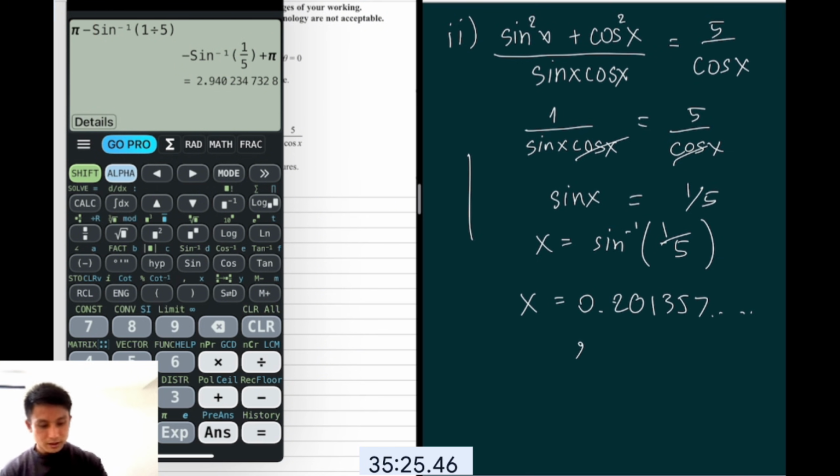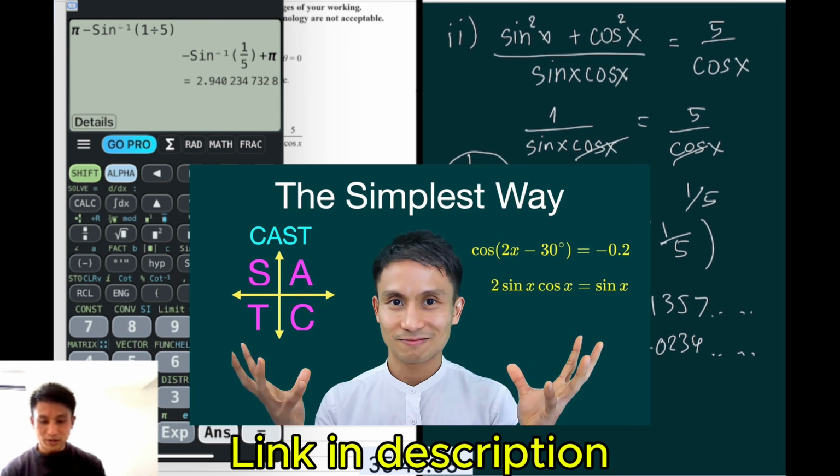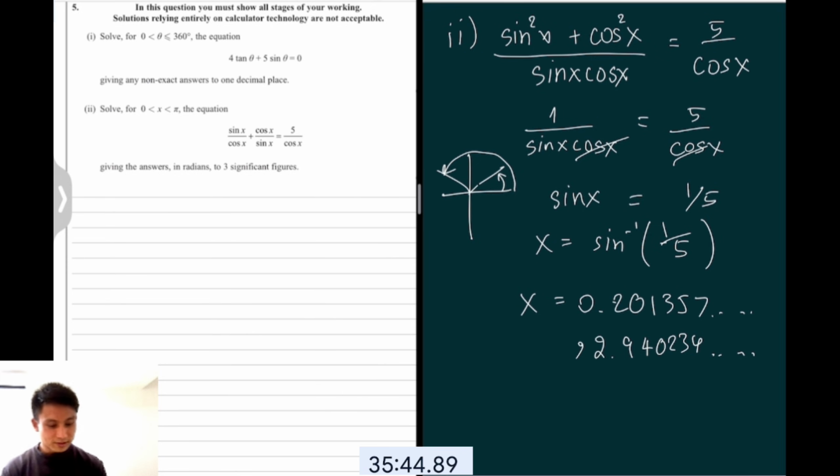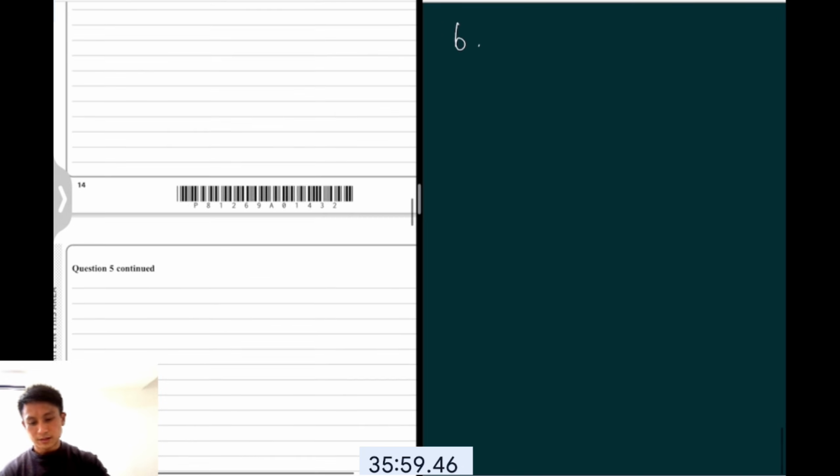Or we do pi minus that, because the CAST diagram sine would be these two. So you will get that angle and that angle right there. The other one would be pi minus the principal angle. Again, if you don't know what I'm talking about, I suggest you go check out that video quickly. All right, so these are the two answers. So x equals 0.201 and 2.94, to three significant figures. All right, that's it.